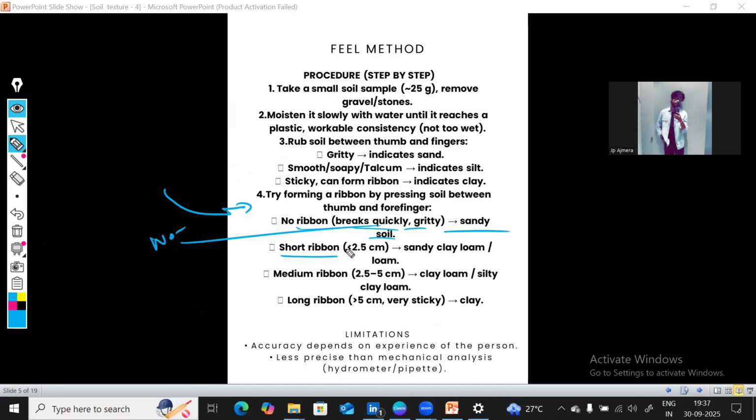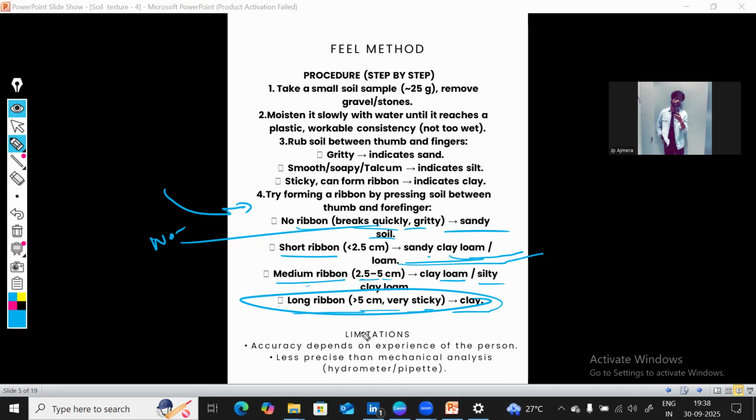Short ribbon, less than 2.5 centimeters, then it goes to sandy clay loam. Medium ribbon formation, 2.5 to 5 centimeters, clay loam or silty clay loam. And long ribbon, more than 5 centimeters, very sticky, then it is clay. Simple.